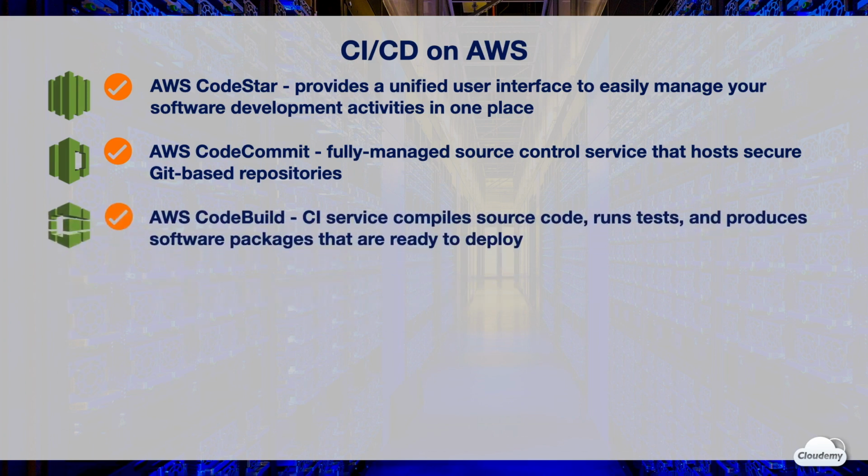AWS CodeBuild is a fully managed continuous integration service that compiles source code, runs tests, and produces software packages that are ready to deploy. With CodeBuild, you don't need to provision, manage, and scale your own build servers. CodeBuild can scale continuously and process multiple builds concurrently.